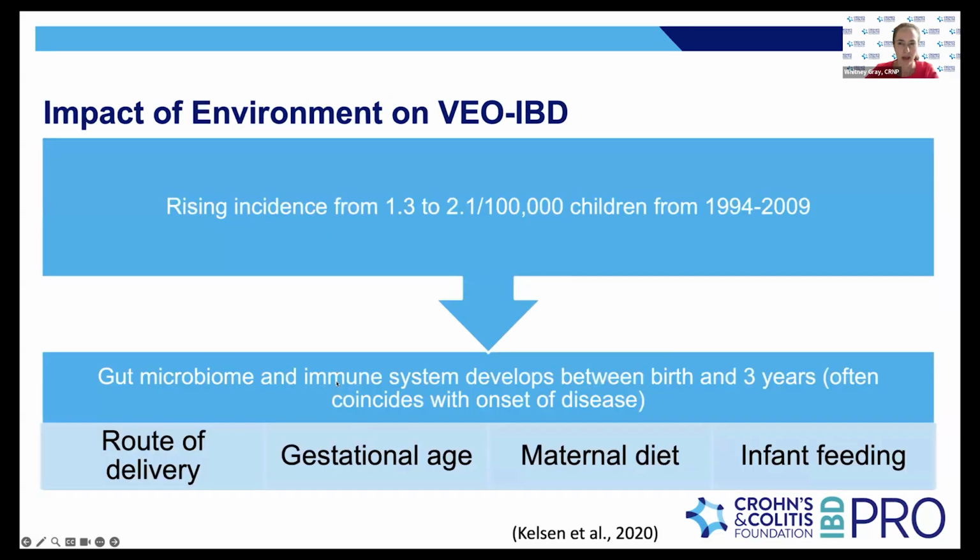Why is this incidence rising? It's thought to be a combination of how the gut microbiome acts with the immune system, because both are being developed in that birth to 3 years of age time frame, and that often coincides with the onset of disease. When some sort of disruption happens in either of these systems, it can lead to disease. Things that are identified include route of delivery, vaginal versus C-section, gestational age, maternal diet, such as a Mediterranean diet, which can be somewhat protective, and infant feeding, formula versus breast milk.